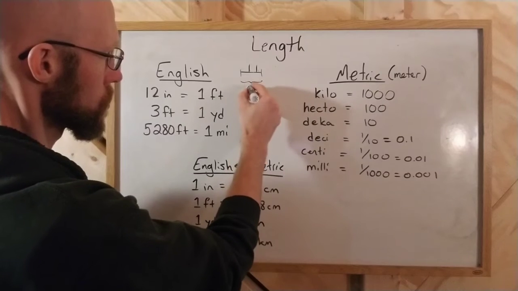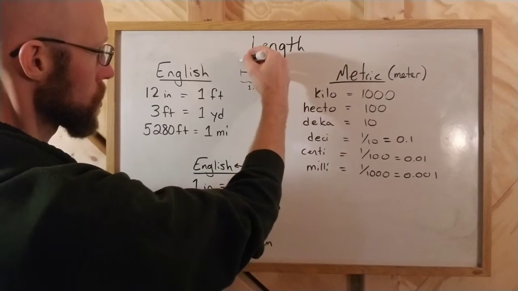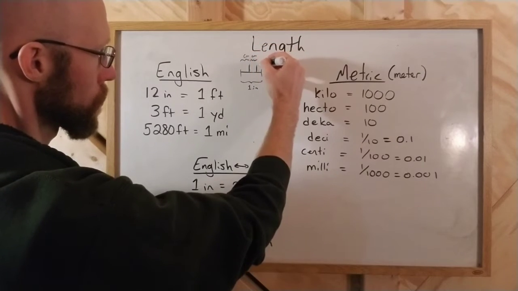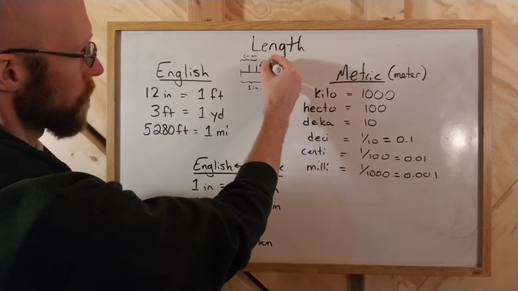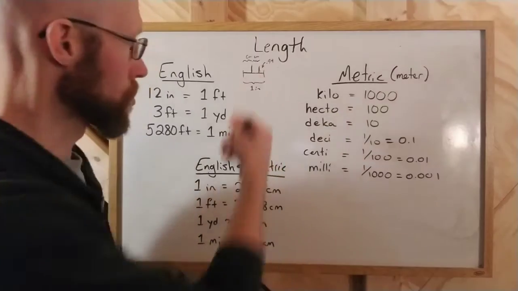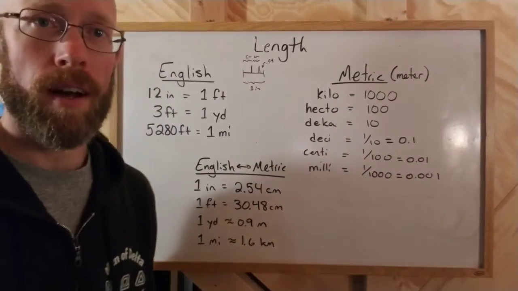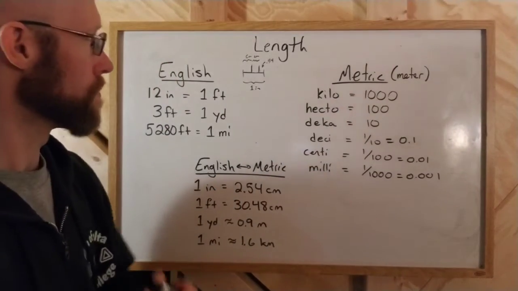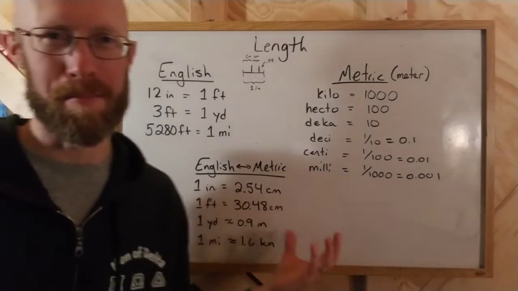So if that distance is 1 inch, then each of these is a centimeter, and then you've got this extra remaining 0.54 centimeters in there. And so it's 2.54 centimeters in 1 inch. So it kind of works out nicely that way. It's not a great conversion, but it works.